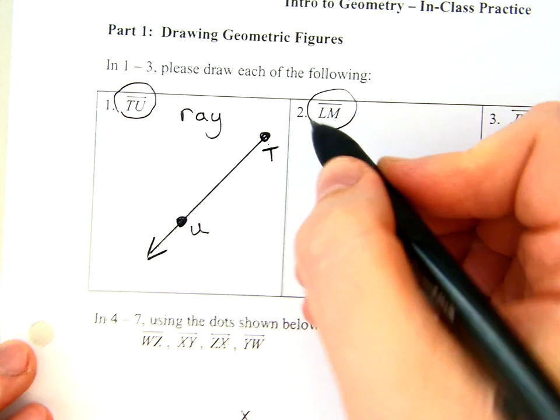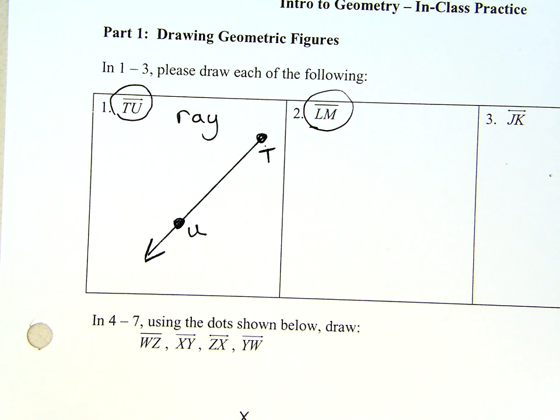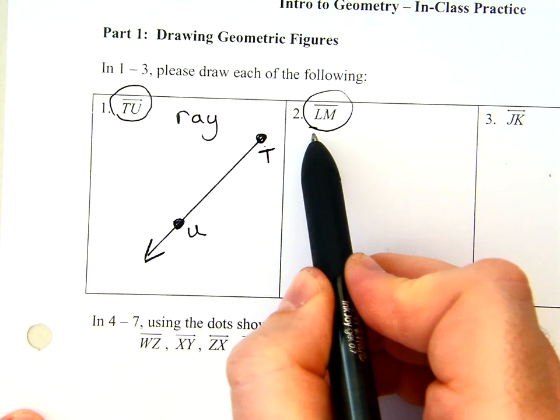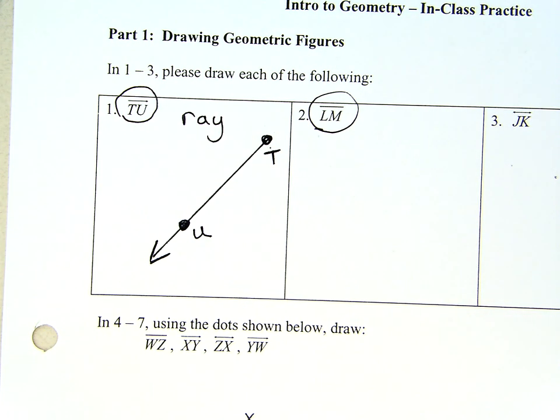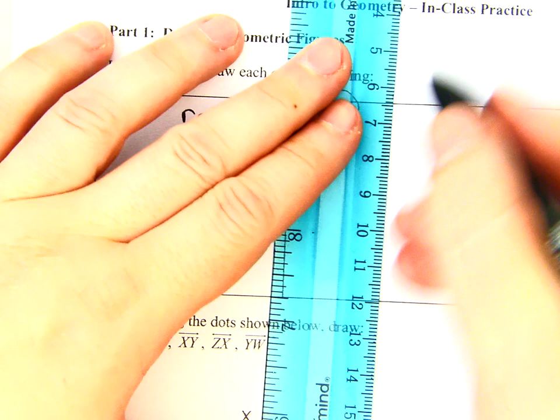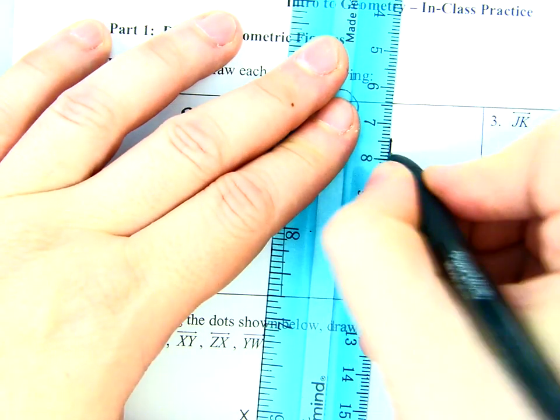Is number 2 a line, a ray, or a segment? Segment. You go draw it. Draw me a segment and label the endpoints L and M. You know what? I'm going to do one going straight up and down. Why not?